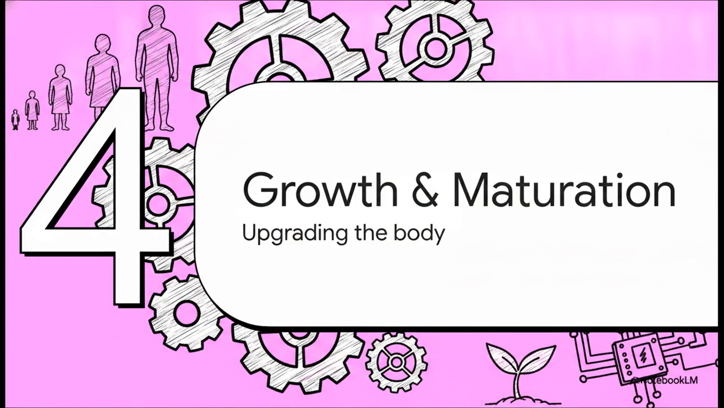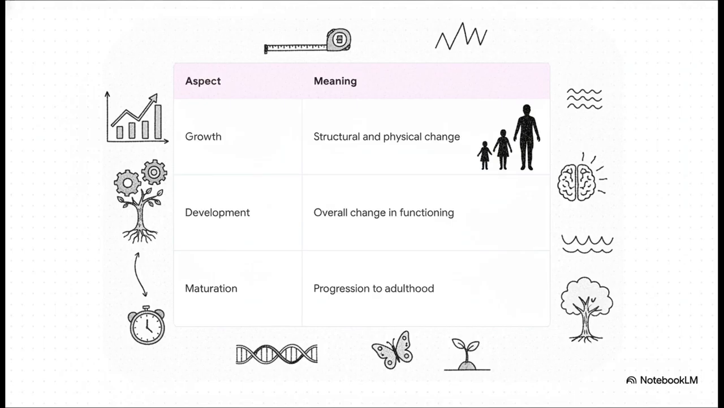All right, Section 4, Growth, Development, and Maturation. Upgrading the body. Because just like any high-tech system, our bodies go through some seriously complex, programmed upgrades over their lifespan. Now, we toss these terms around interchangeably all the time, right? But separating them really clarifies our biological timeline.